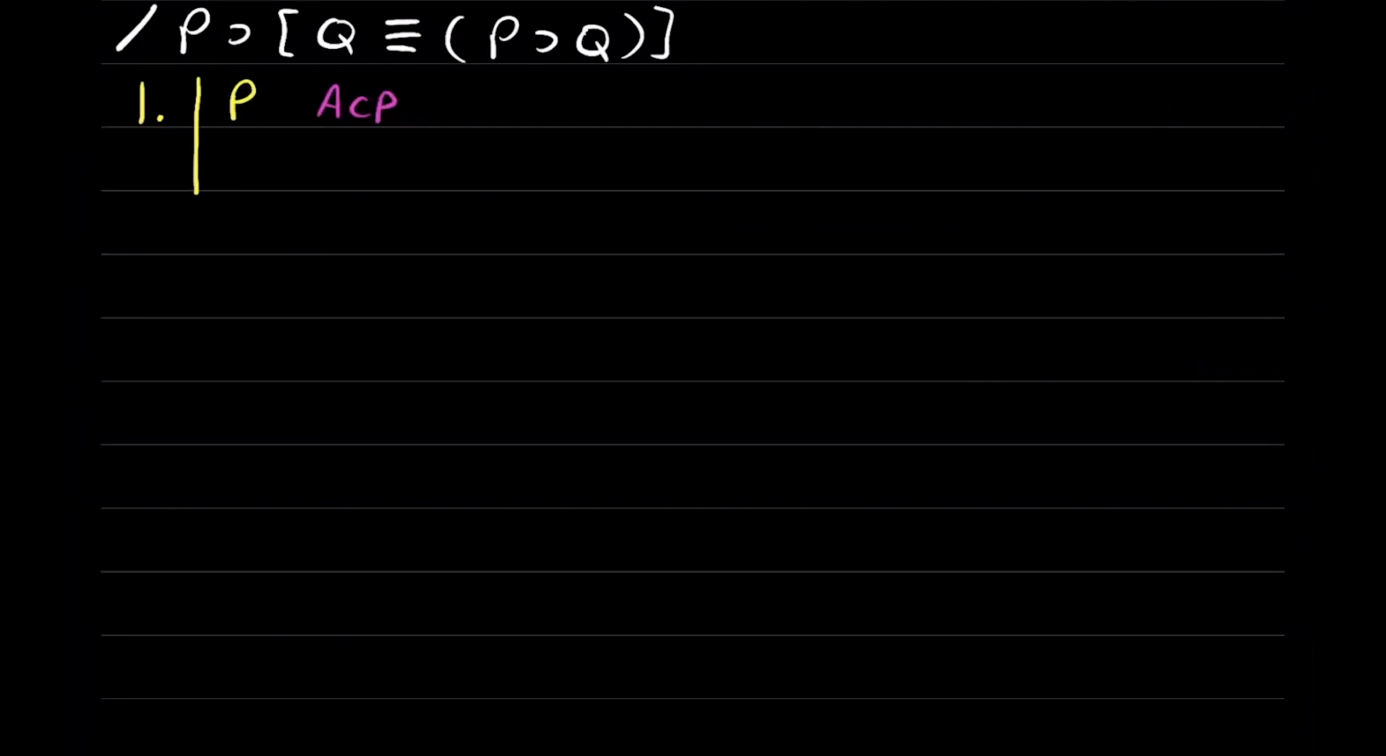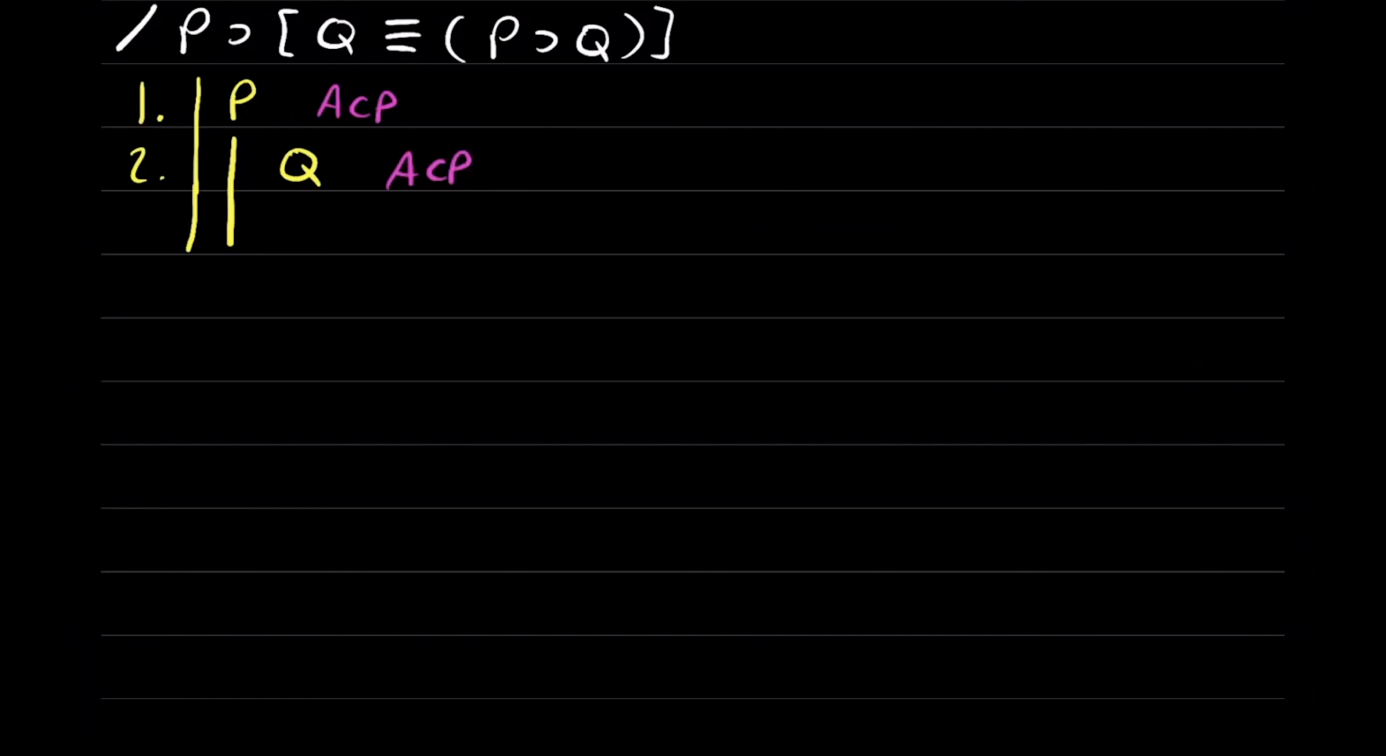Now I'm trying to prove everything inside that bracket on the right. But everything inside that bracket on the right is a biconditional. So I need to prove that conditional both ways. If Q, then P implies Q. And if P implies Q, then Q. So in line 2, I'm going to start another conditional proof sequence. I'm going to assume Q. And now I'm trying to show that P implies Q.